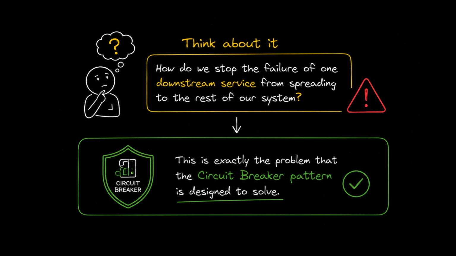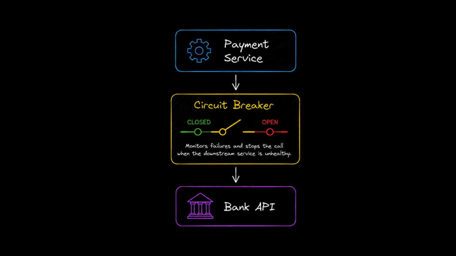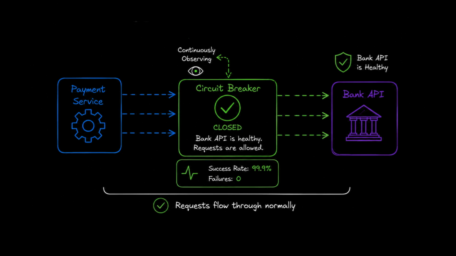Think about it. How do we stop the failure of one downstream service from spreading to the rest of our system? This is exactly the problem that the circuit breaker pattern is designed to solve. Conceptually, we put a circuit breaker around the call from the payment service to the bank API. The circuit breaker continuously observes the calls going to the bank API.